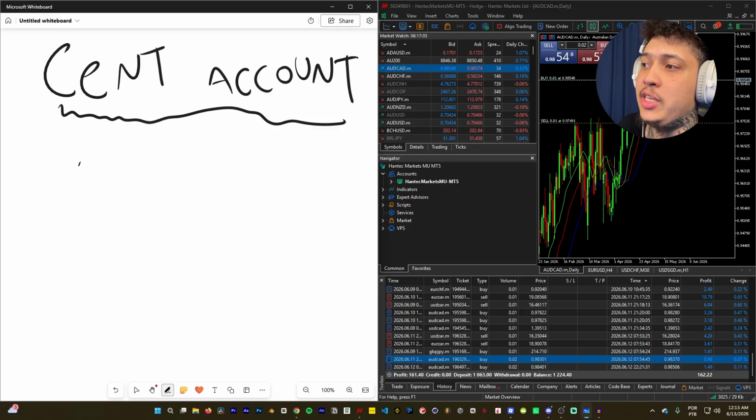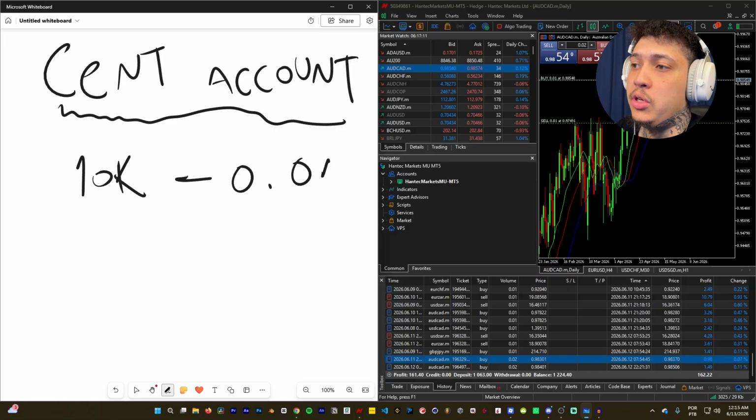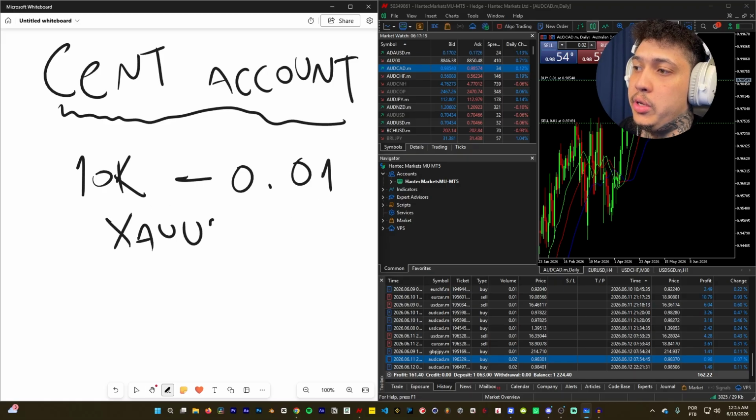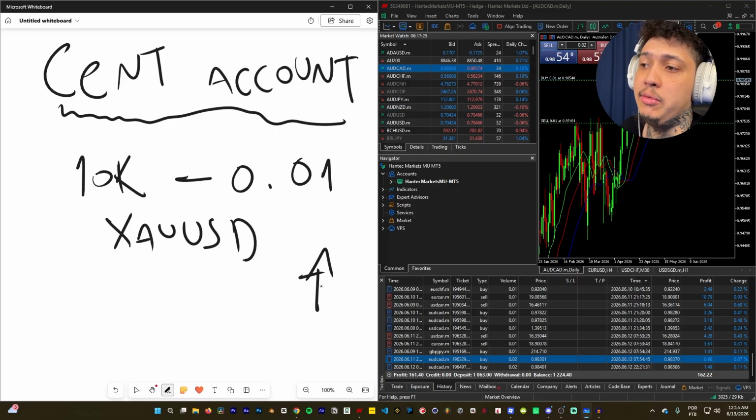Say for example you have a 10K account. On a 10,000 account, if you were to trade just gold alone, you could only use 0.01 on gold, and that's pretty much it. If you don't want to leverage yourself too much, technically you can open more lot sizes, you can do whatever you want, but the higher the lot size, the riskier it gets, right?